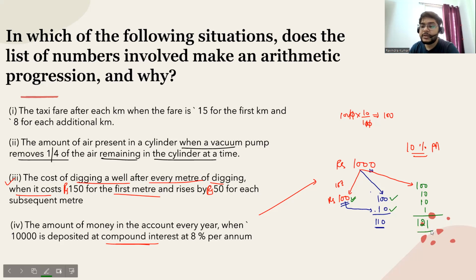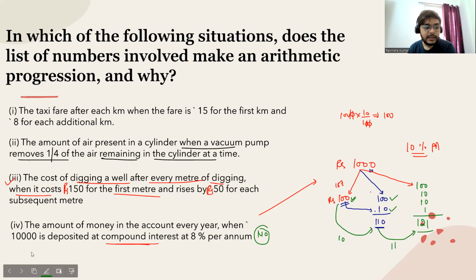So if we try to find out the common difference here, how much will it be? It is 10 rupees. And if we find out the difference of these two terms, it will be 11 rupees. So this is not the same. So we can say that this is not forming an AP, right? Understand? Very good concept.